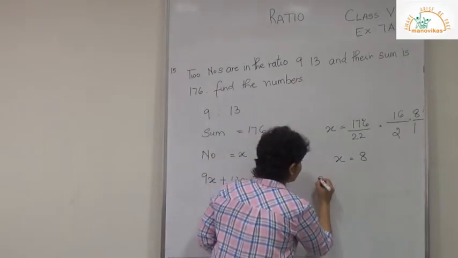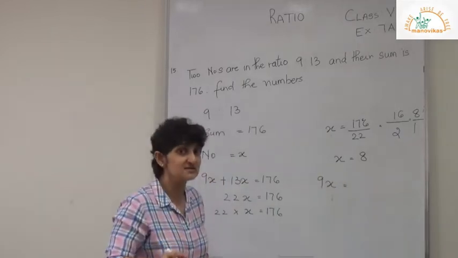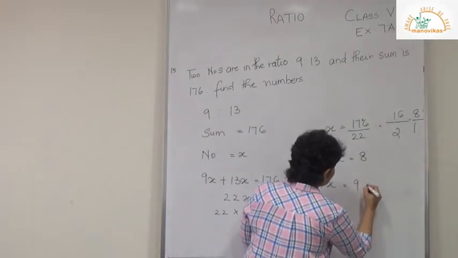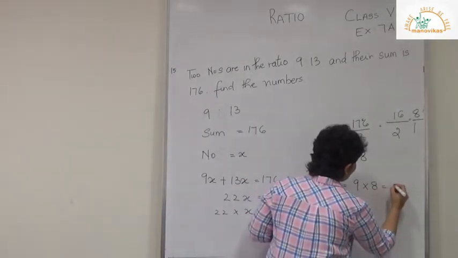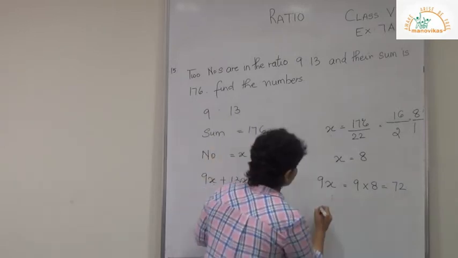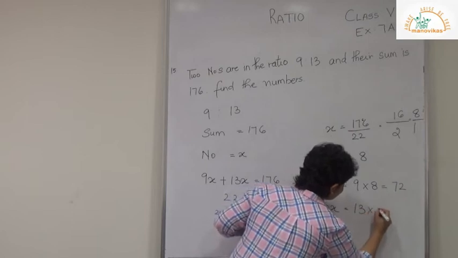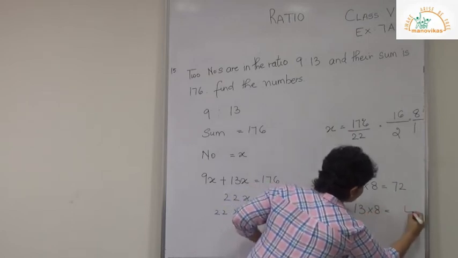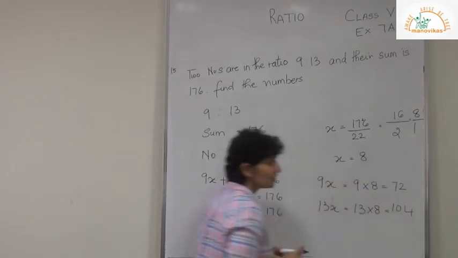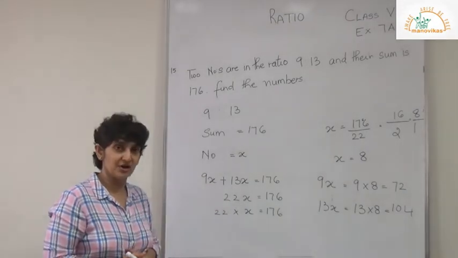So my one number is 9x. 9x means 9 multiplied by x. So 9 into 8. 8 9s are 72. The other number is 13x. So that is 13 into 8. 8 3s are 24. 8 1s are 8. 9, 10. So my two numbers are 72 and 104.